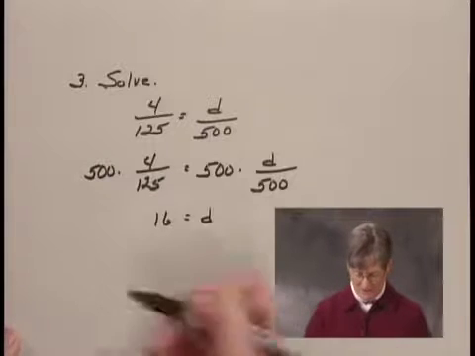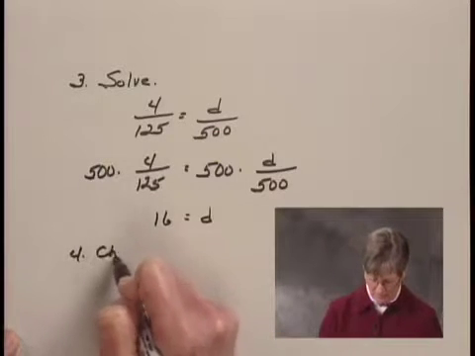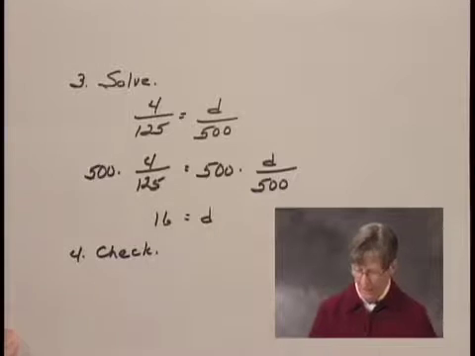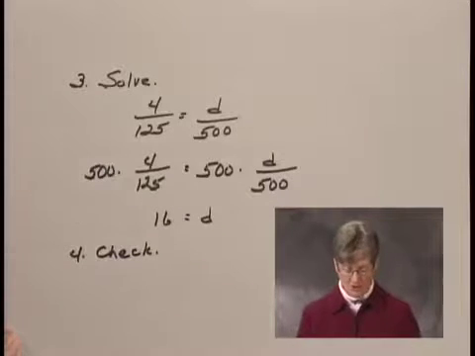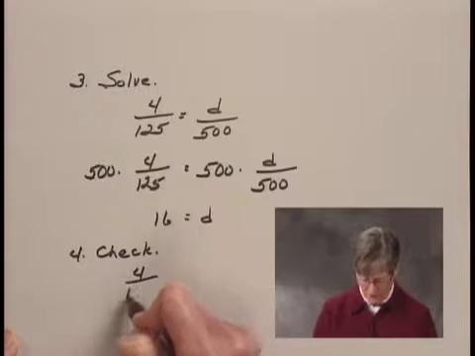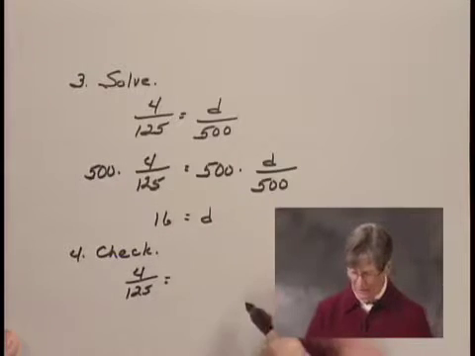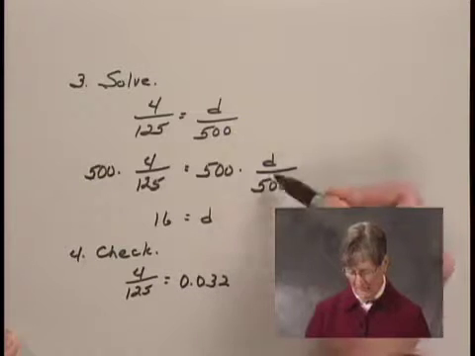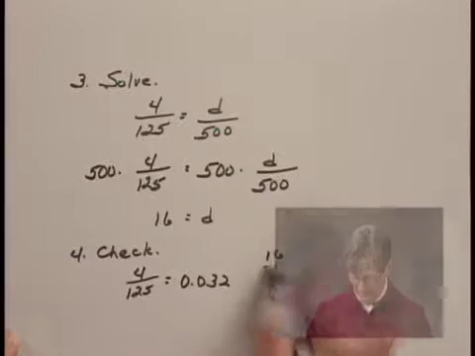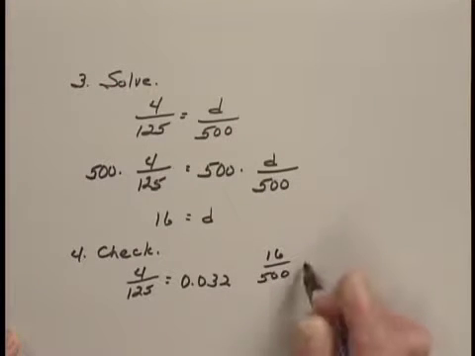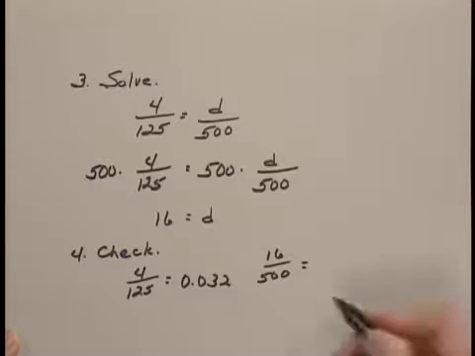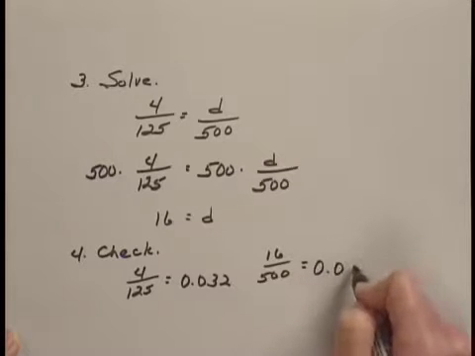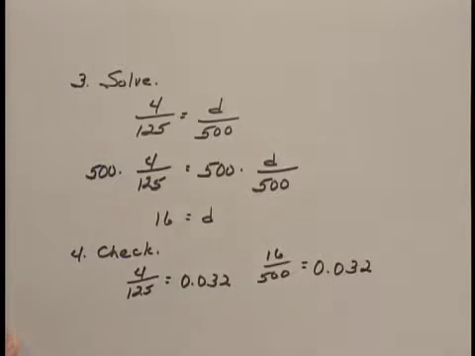Now we need to check this in the problem to see if it's a good answer for the original problem. And one way that we can do this is just to check the ratios. We had a ratio of 4 over 125, and in decimal notation that's equal to 0.032. And let's see if D over 500 or 16 over 500 is equivalent to that. And it's true that 16 over 500 is also equal to 0.032. So since these ratios are the same, we know that the result is correct, and we can state the answer now.